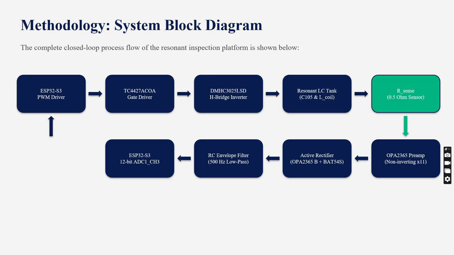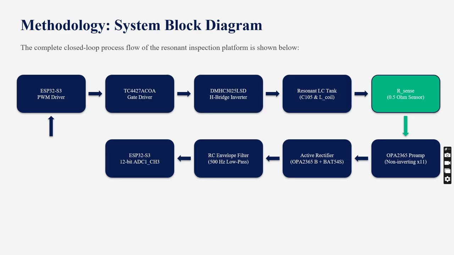Okay, so next we have a block diagram. So here we outline the closed loop methodology of our inspection system. The signal chain starts at the ESP32 microcontroller, which generates a high frequency PWM drive signal. This is amplified by a gate driver to switch a complementary MOSFET half bridge, exciting the series resonant LC tank.